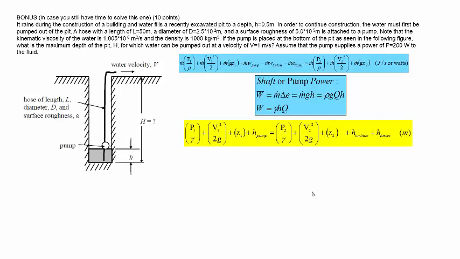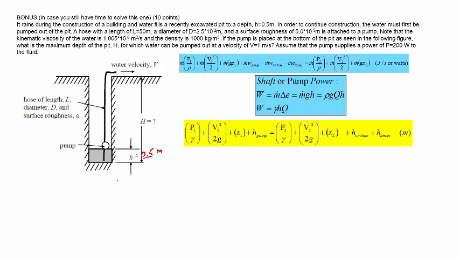So it rains during the construction of a building, and water fills a recently excavated pit to a depth of 0.5 meters. So here's the 0.5 meters. So we have here the pit. The water has filled to 0.5 meters. In order to continue construction, the water must first be pumped out of the pit.